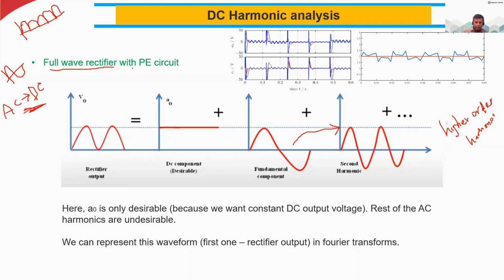So in this output, we want only A naught, that is the DC component, the DC output, because we want only a constant DC output voltage at the output of this rectifier. The rest of the AC harmonics are undesirable. So we can represent this waveform in terms of Fourier transforms or Fourier series.